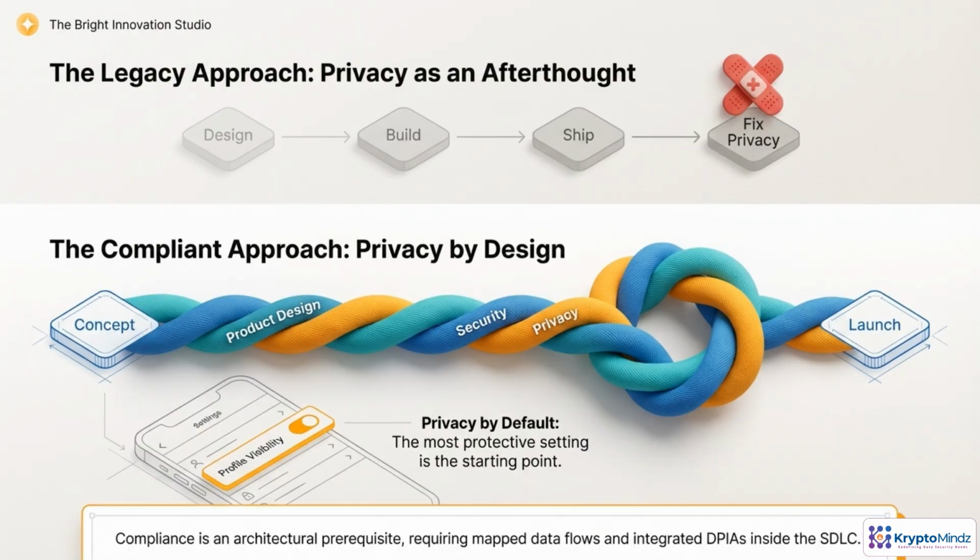Historically, many organizations treated privacy like a patch. Design the product, ship it, then scramble to fix whatever regulators or users complain about. In identity systems, that's slow, expensive, and risky. The modern approach is privacy by design. Privacy and security are woven into concept, product design, and engineering from day one. And with privacy by default, the most protective setting is the starting point, not something users must hunt for in a menu.